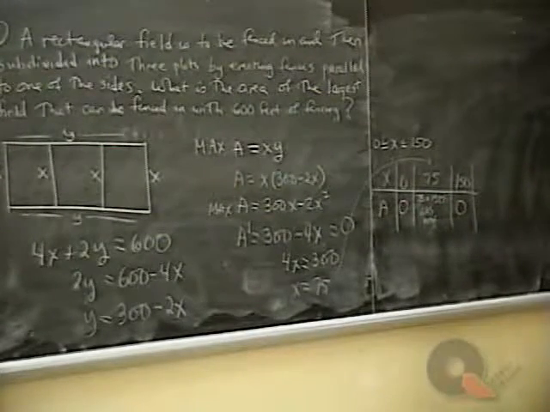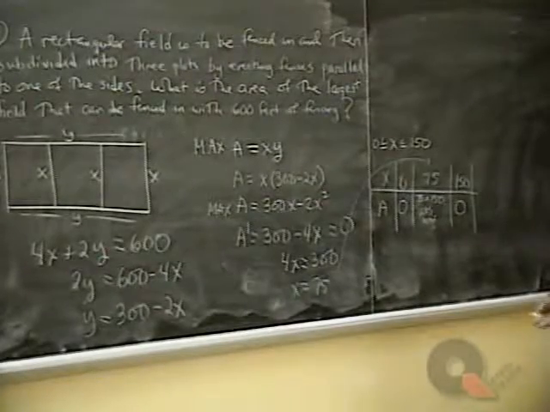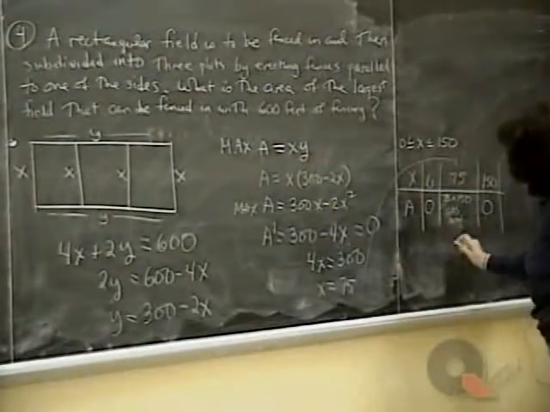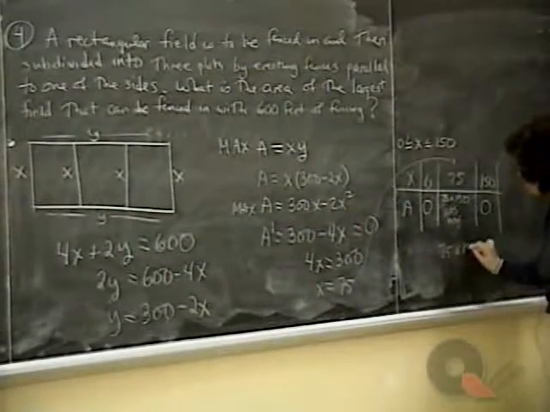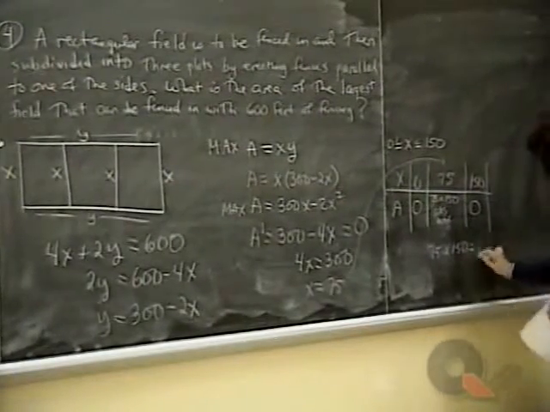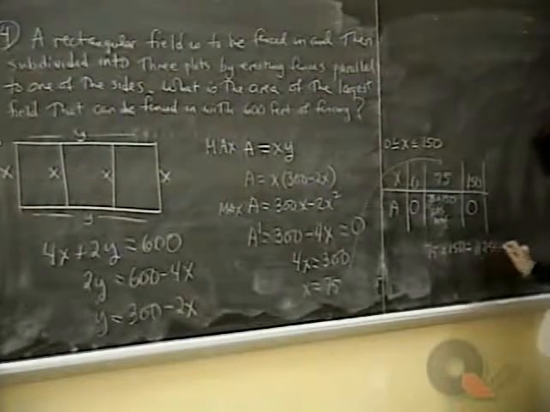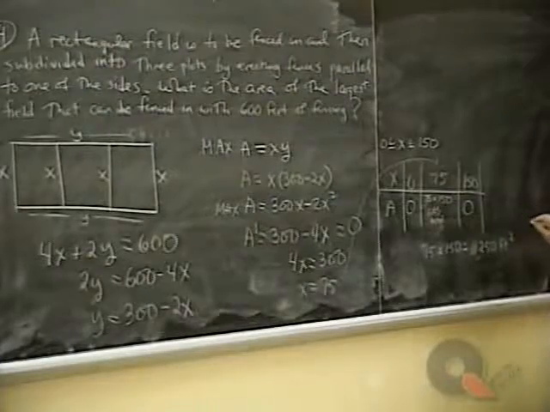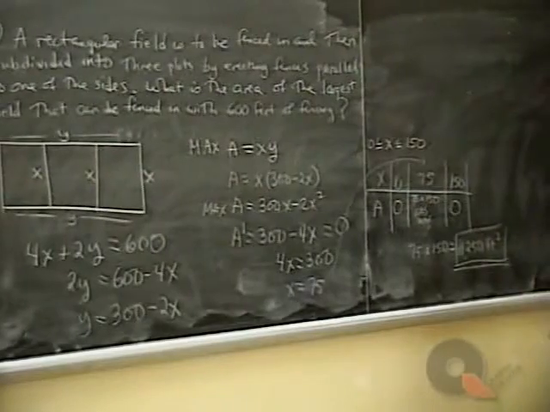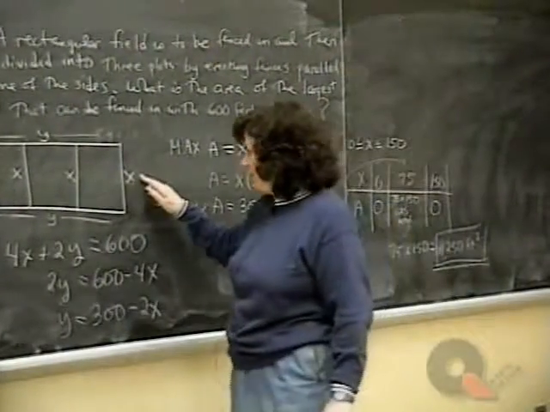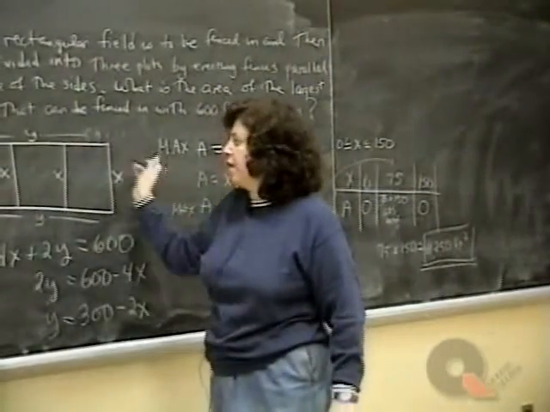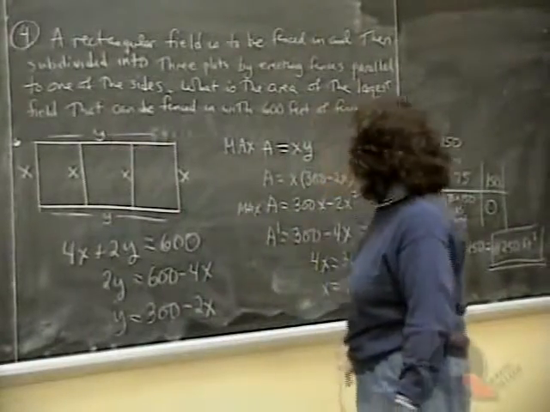So what is the area of the largest field that can be fenced in with 600 feet of fencing? That's 75 times 150. 75 times 150 turns out to be 11,250 square feet. Is the maximum area. And the dimensions, of course, x is 75, y is 150. So you have the 4 75-foot fences this way and the 2 150-foot fences that way.